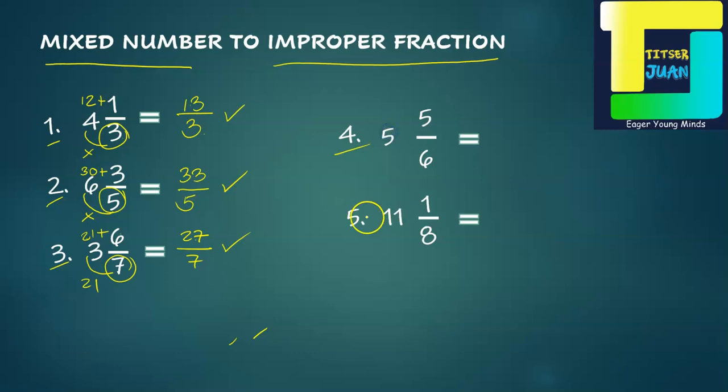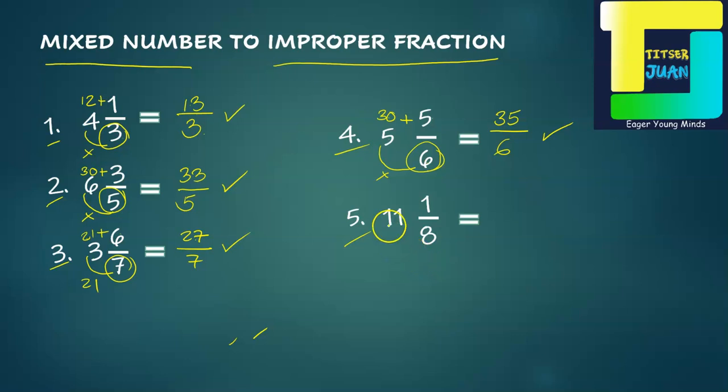Okay. Let's take this example number 4. Same process, multiply the whole number and the denominator, that is 5 times 6. Times lang yan. 5 times 6, that is 30. Pagkatapos, idagdag natin sa numerator na 5. So that is 30 plus 5 and that is now 35. And then, kopyahin na lang natin ang denominator na 6. You have now 35 over 6. Okay? That is now correct.